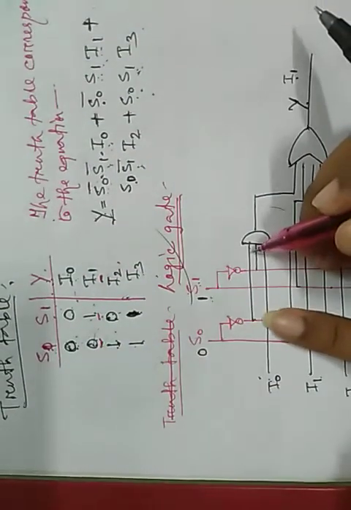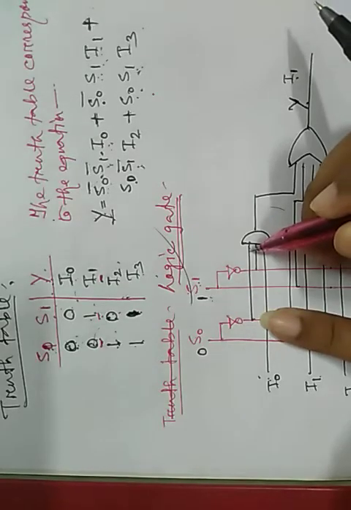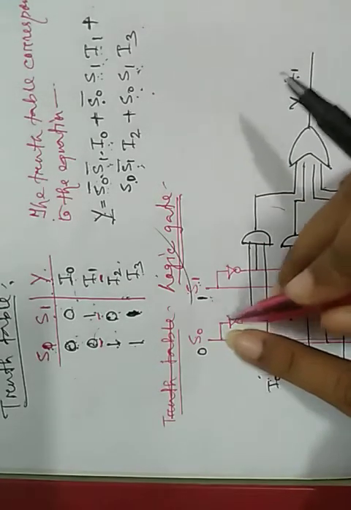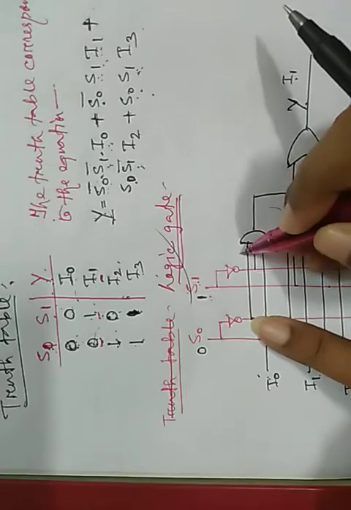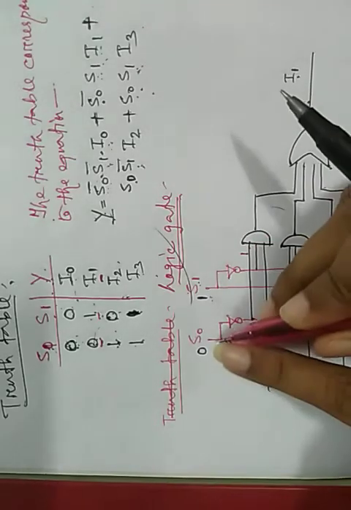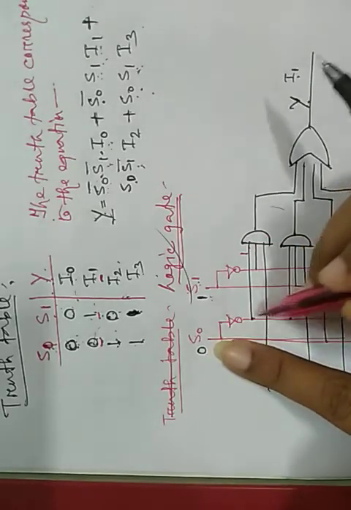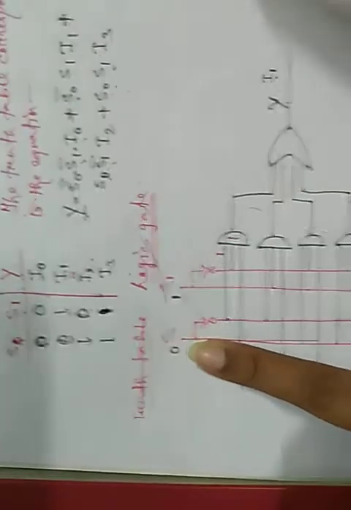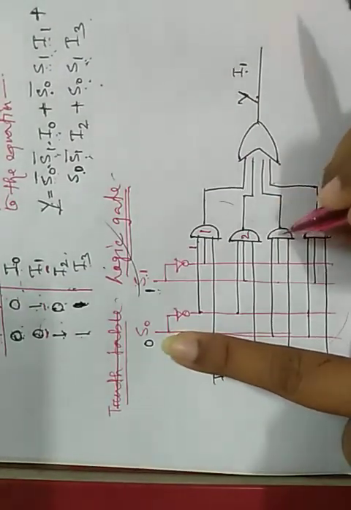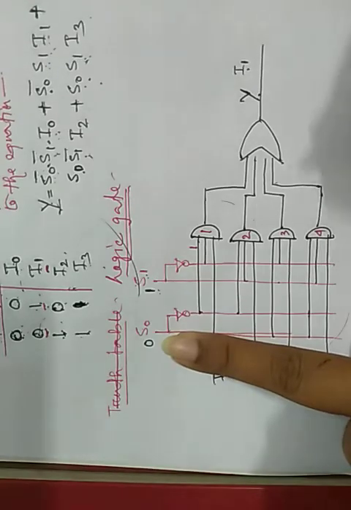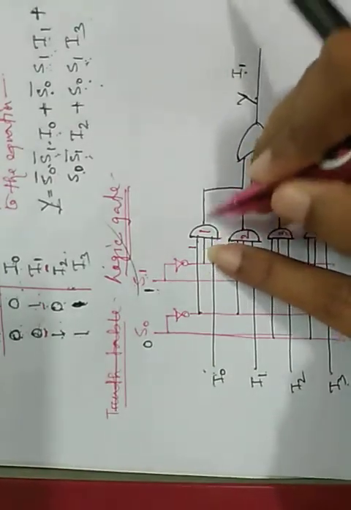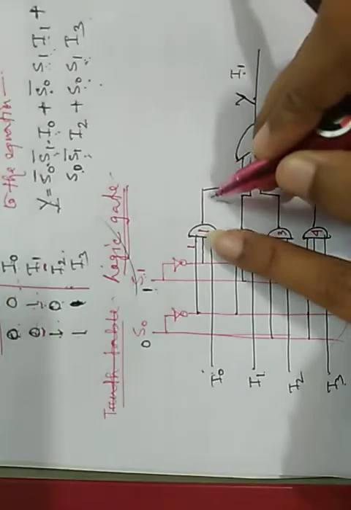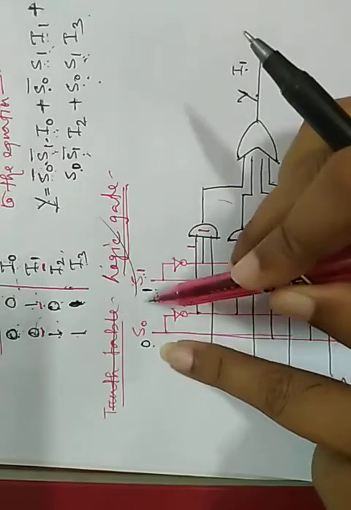Okay, so now here I am writing the values. S is 0, so S complemented means 1. Clear? S is 0, so here this is the first AND gate, second AND gate, third AND gate, fourth AND gate. Okay, let us see what will be the output of each AND gate when the selection lines are 0 and 1.